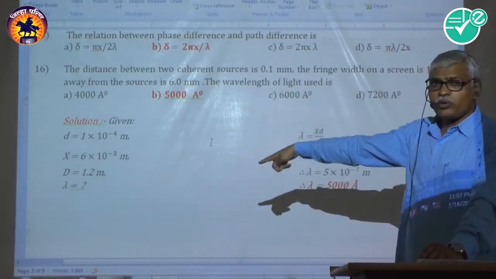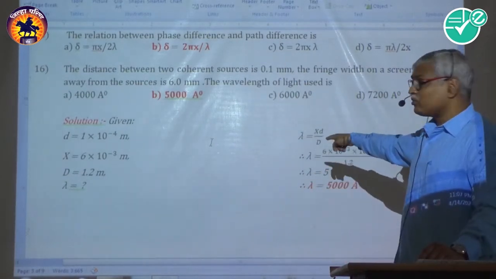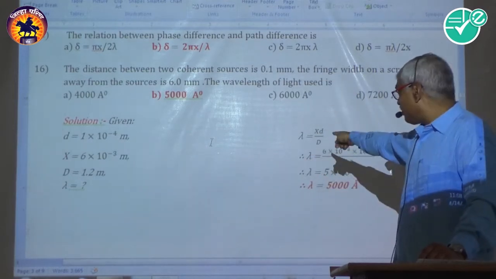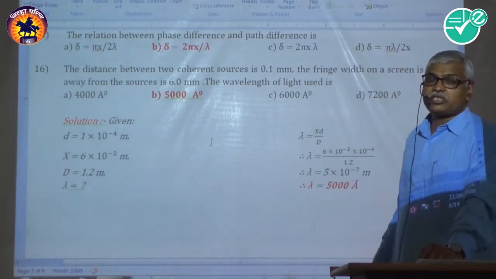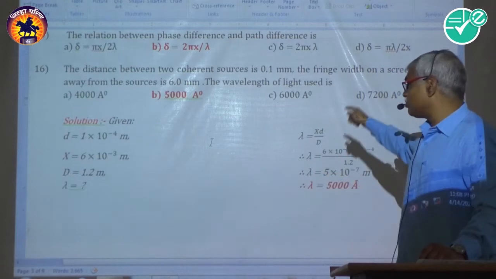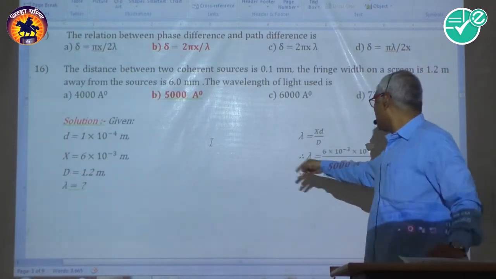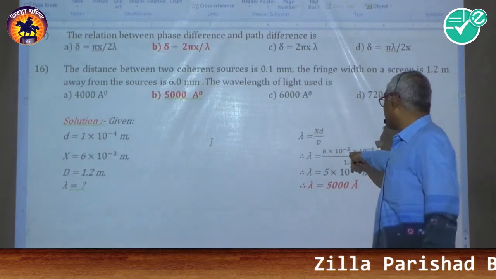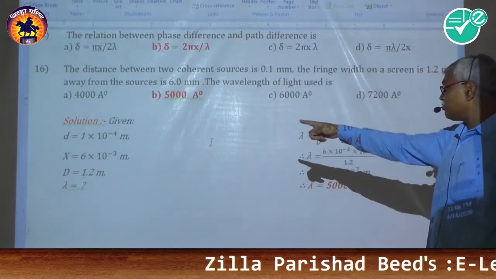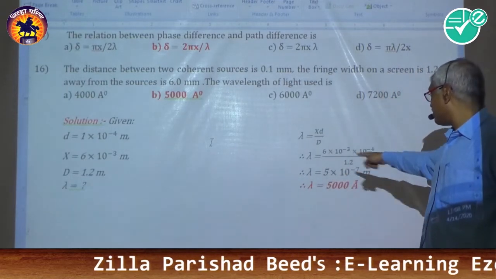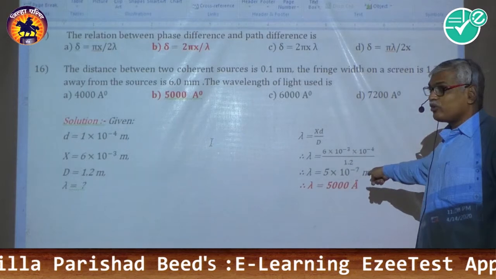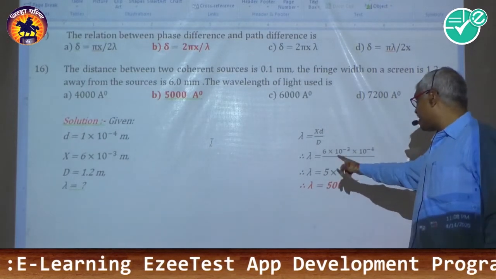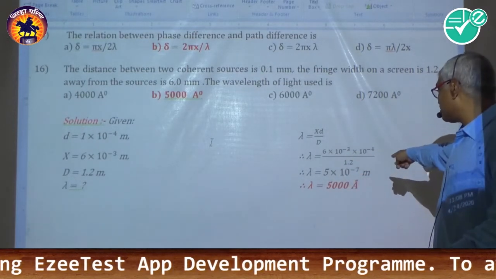Now, write down the formula regarding this. The formula is X is equal to lambda D upon small d. This formula gives the value of lambda as X small d upon capital D. Therefore, lambda is equal to X small d upon capital D. Now simply write down the values. X is equal to 6 into 10 to the power minus 3 meters multiplied by small d, 1 into 10 to the power minus 4 meter, divided by capital D, 1.2. Now, by solving this, we get lambda is equal to 5 into 10 to the power minus 7 meters.